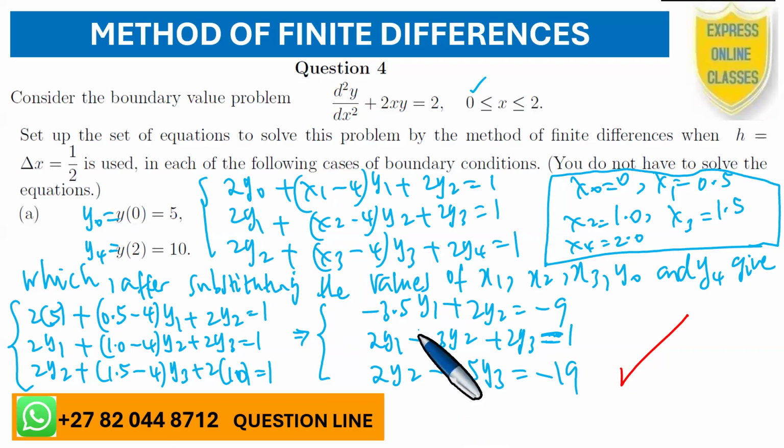You could actually be in a position to get how many unknowns there are. There's Y1, Y2, then Y3. So now you just have 3 equations in 3 unknowns, and therefore it should be very easy to solve. But we have been advised to stay away from solving the equations. We continue to the next one, and we are done with part A of this method of finite differences.